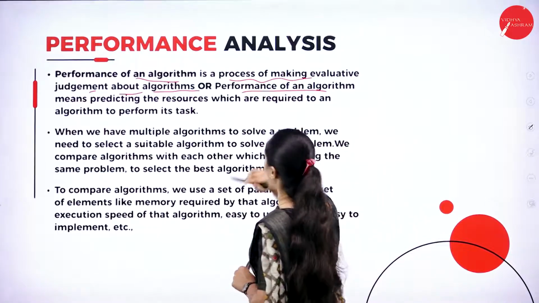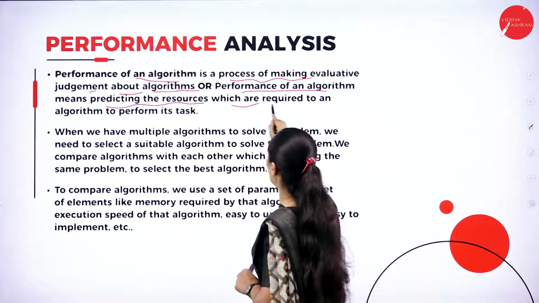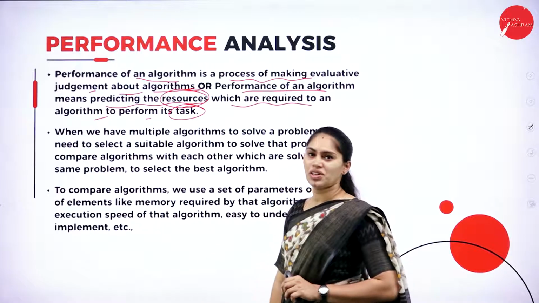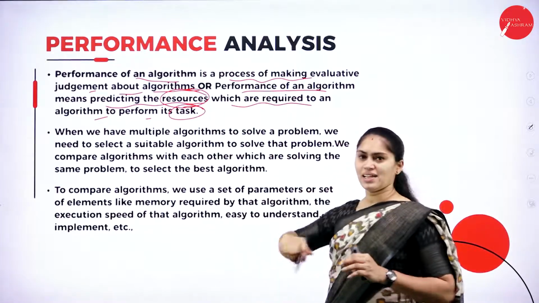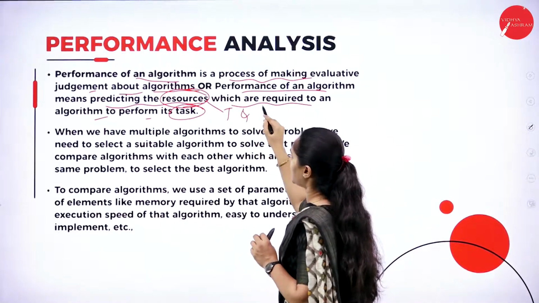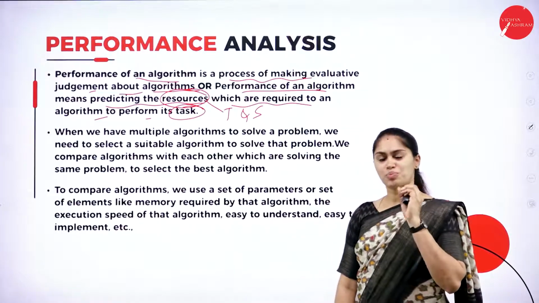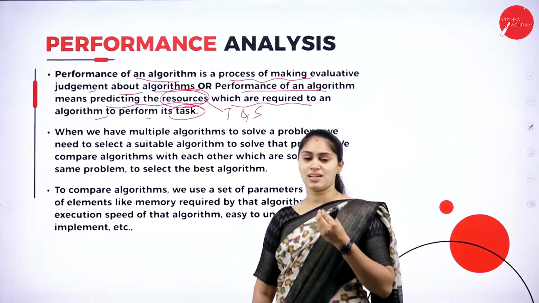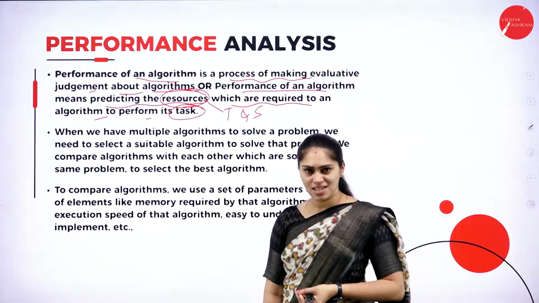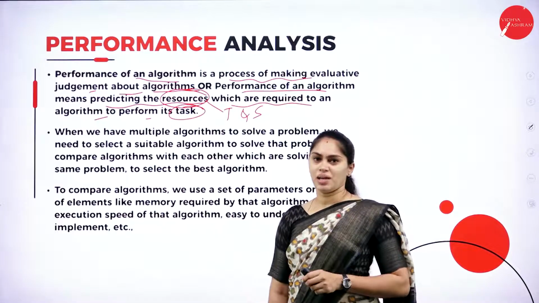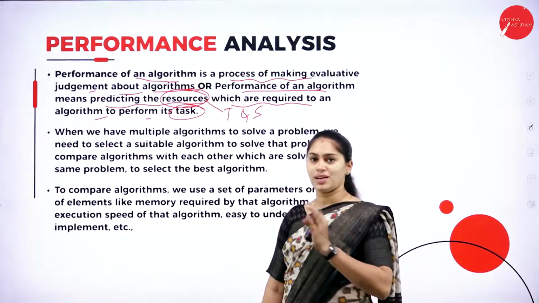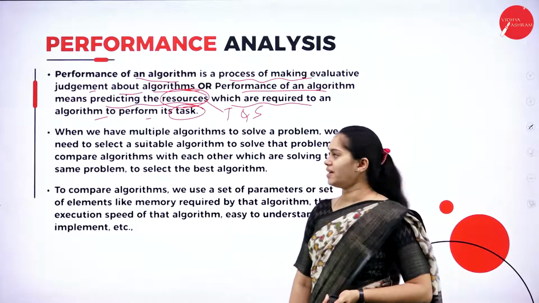Also, performance of an algorithm means predicting the resources required by an algorithm to perform its task. Here you have to remember a word called resources. We are checking what resources it requires. Resources will be time as well as space, because processor time is very precious in the analysis of an algorithm. And what memory space it requires is also a very important thing. The analysis will help us predict the time as well as the space required to solve a given problem.